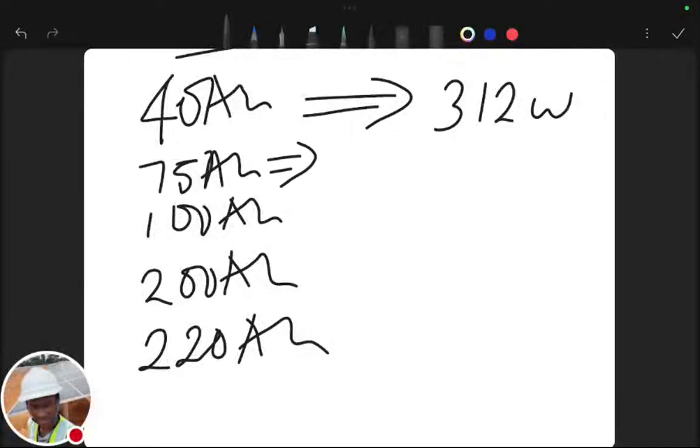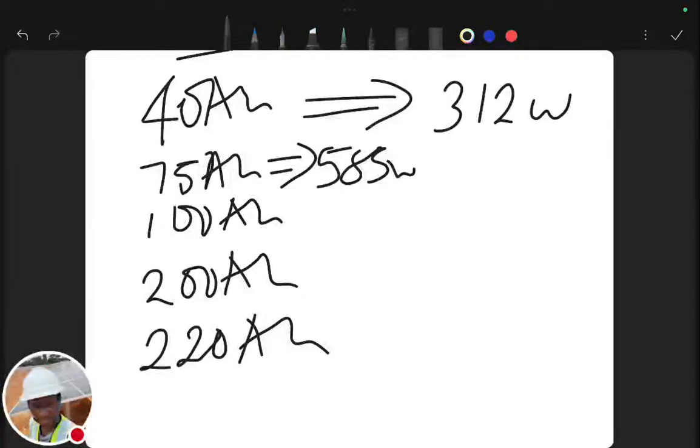Let's try 75 Ah. So 75 times 12 times 0.65 is going to give us 585 watts. Let's not waste time on this 585 watts. I mean, 50% of 585 watts is about 270 watts. It's not up to the 500 watts that we need.